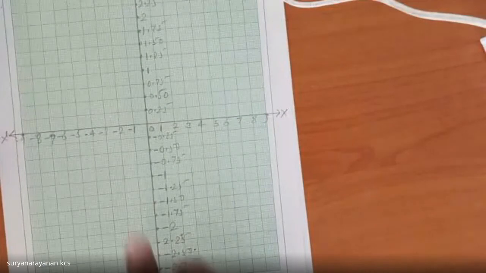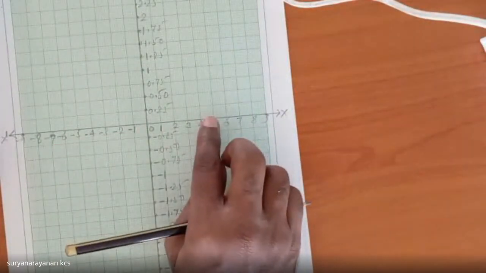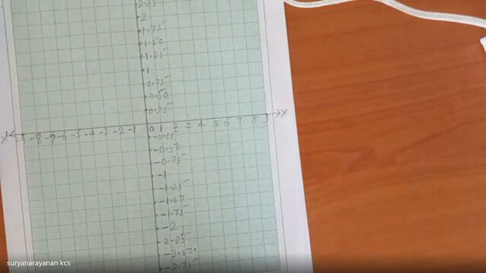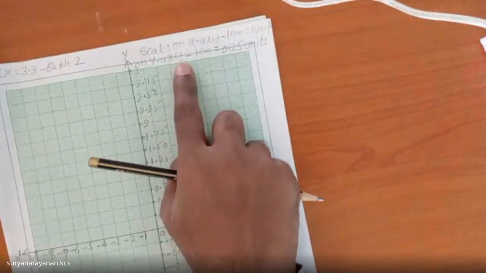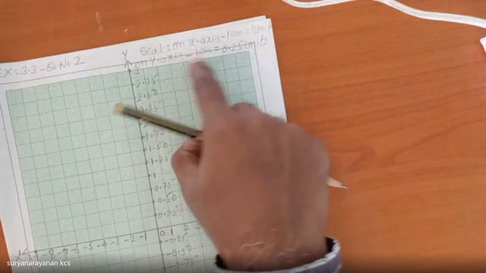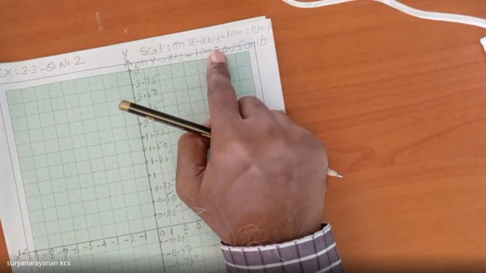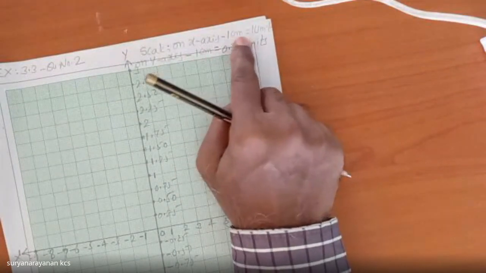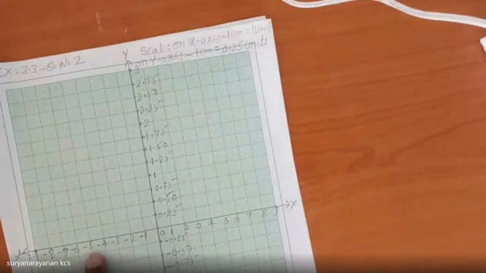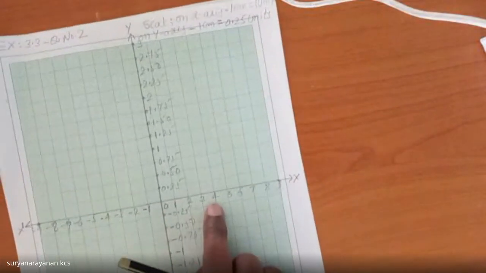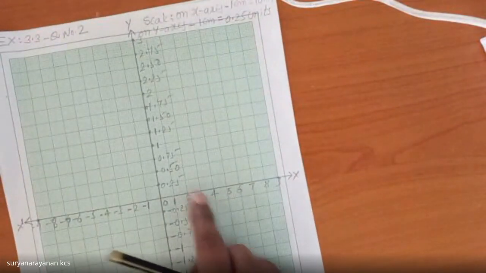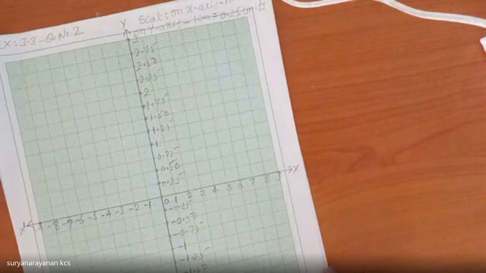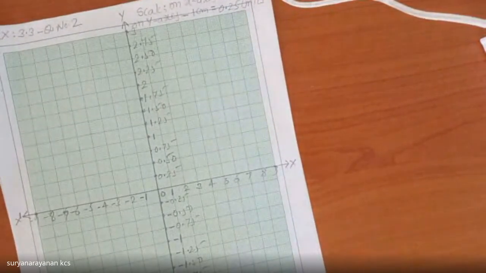Understood how to label the numbers on the x-axis and y-axis according to our scale? First, we have to take the scale. According to the given question, we have to decide the scale on the x-axis and y-axis, and based on this scale, we have to label the numbers on the x-axis and y-axis respectively. Got this point, my children?